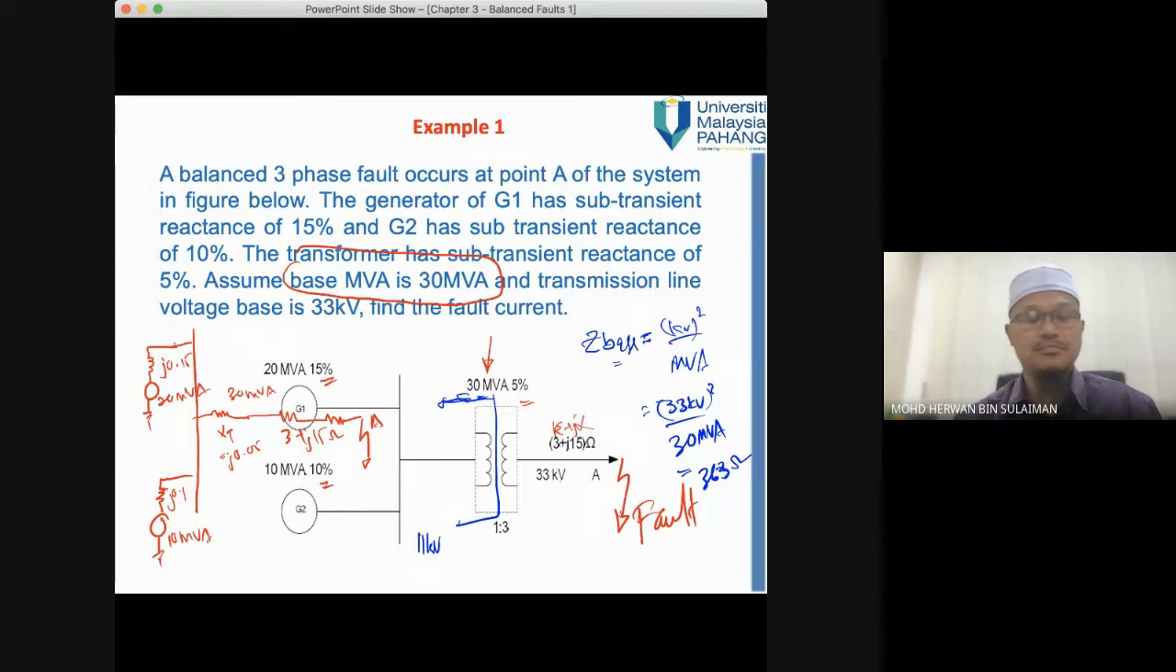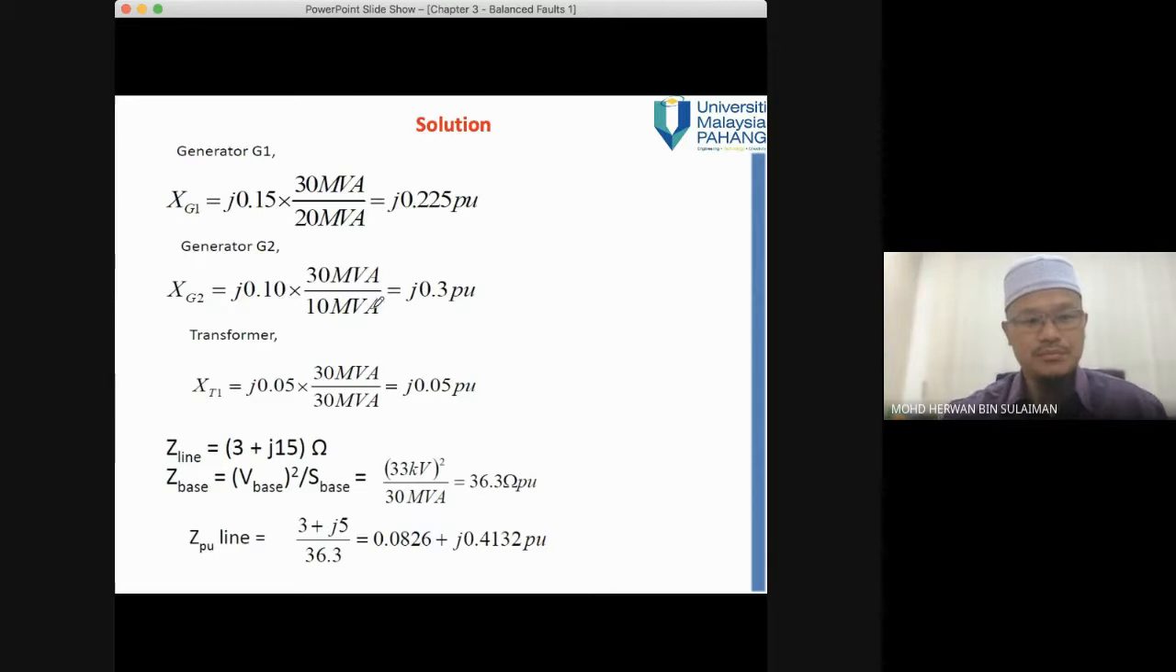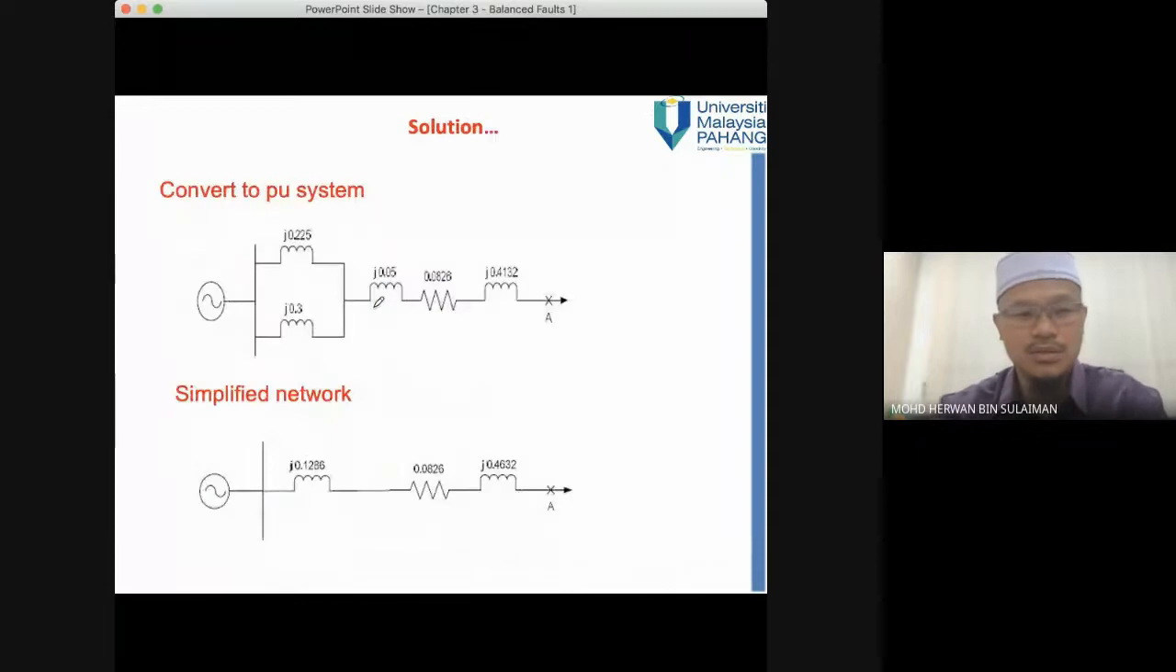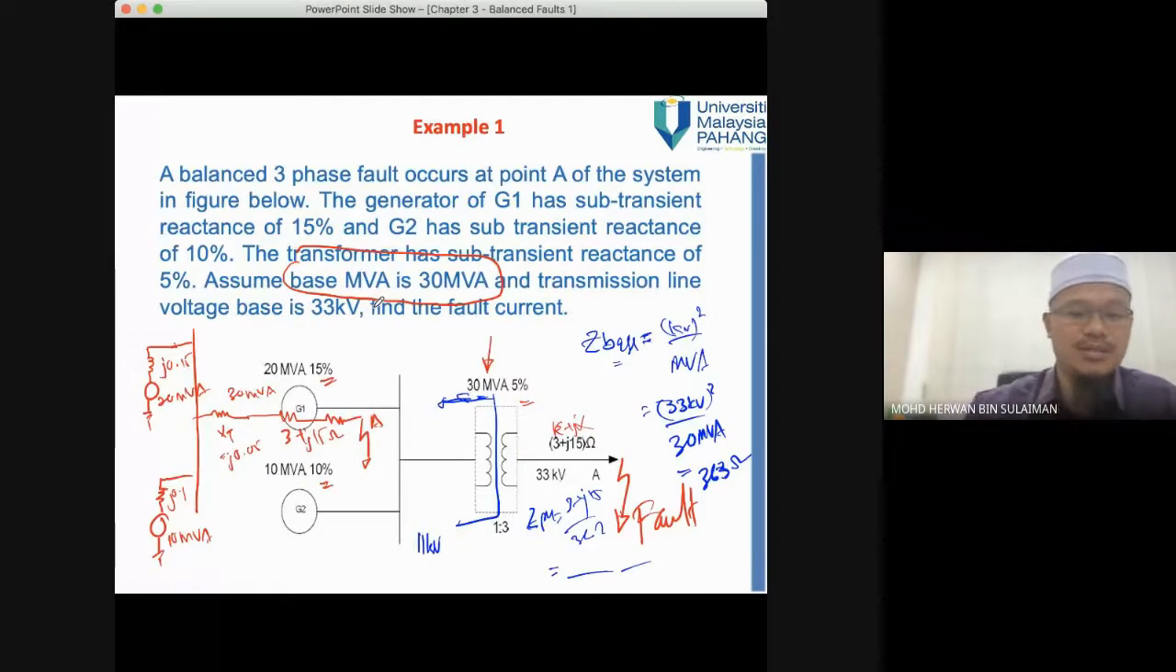Okay. So once you dapat ni baru you cari you punya Z per unit. Z per unit ialah 3 tambah J 15 bagi 36.3 lah. So you dapat dalam per unit. So baru you letak kat sini lah. And then you go. And then kita start kerja. Ni nota ni ialah bukan nota saya. Nota saya biasa saya tak bangun. So nota saya akan start dengan kita construct impedance diagram. And then put everything the values. And then yang mana ohms tu kita tukar dalam bentuk per unit. So ni berapa dapat? 3 tambah J 15 bagi 36.3.